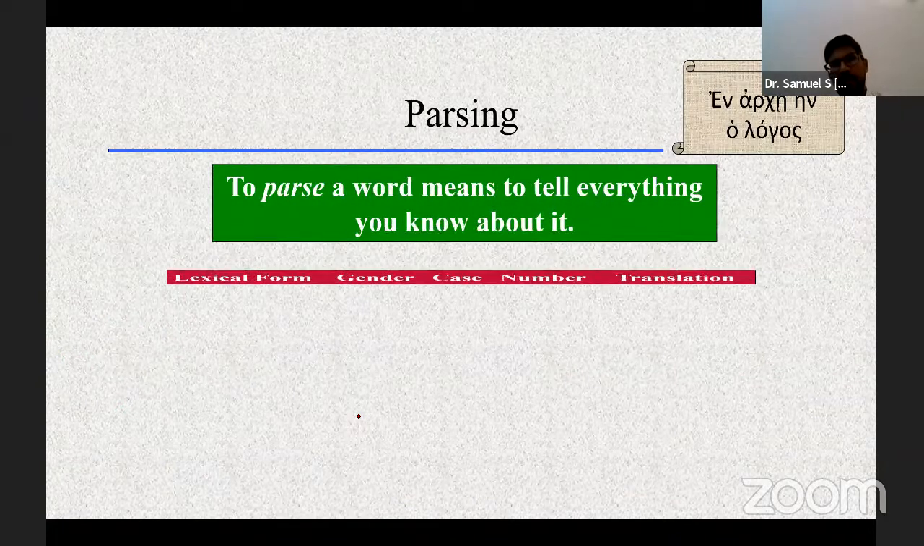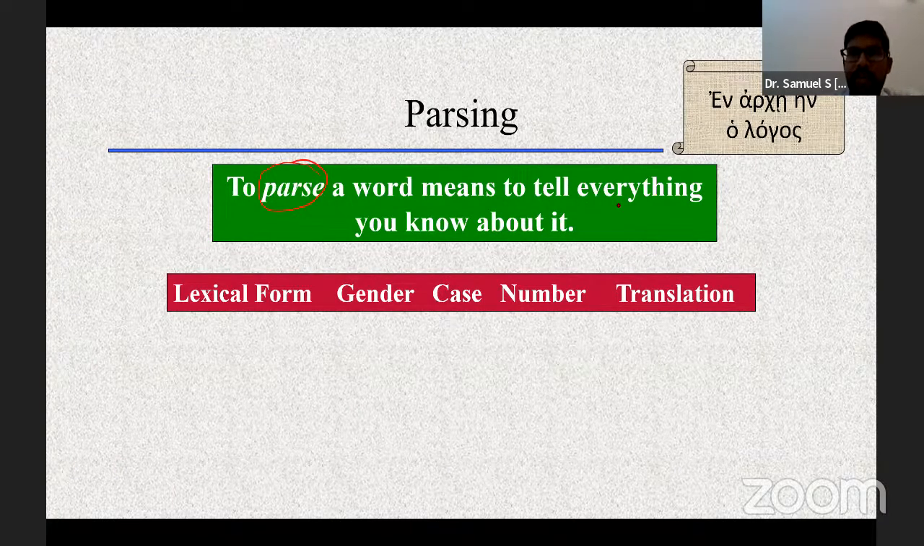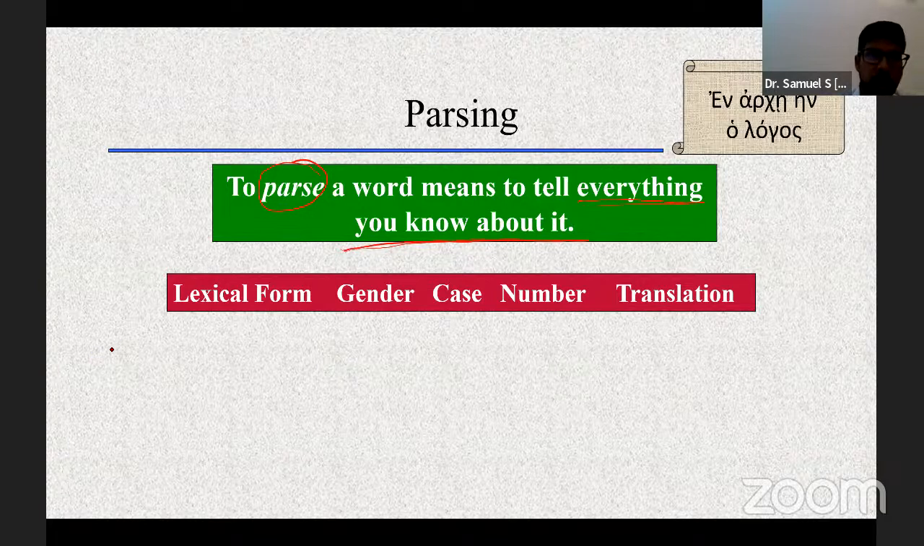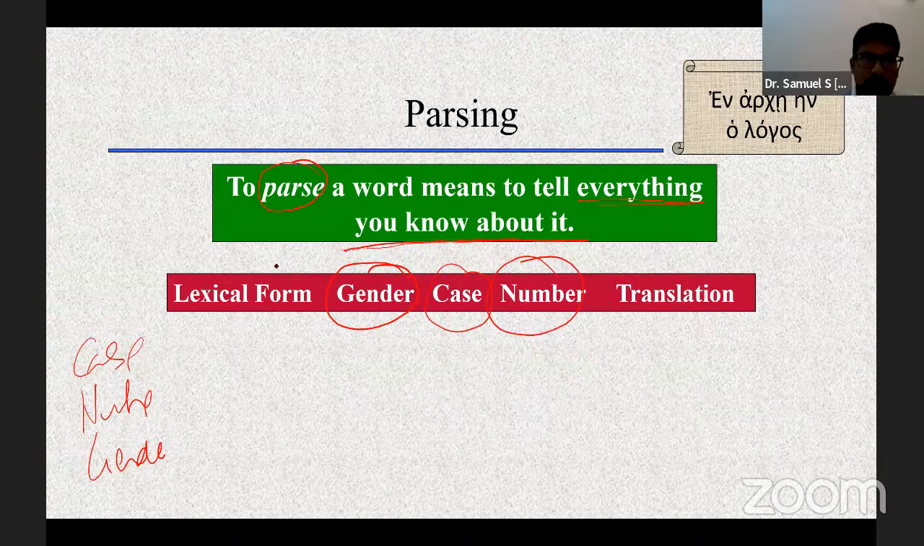Parsing. What is parsing? To parse a word means you have to tell everything you know about it. What do we know so far about words, right? We know that they have case, number, gender. Nouns have that, right? So these three things you know well. What is the lexical form? The lexical form is the form in which it appears in a dictionary.